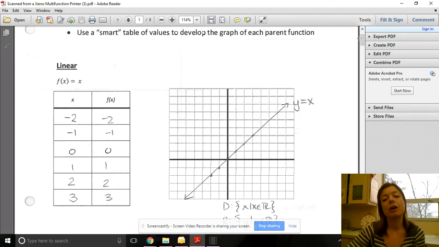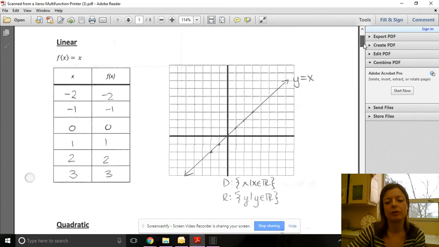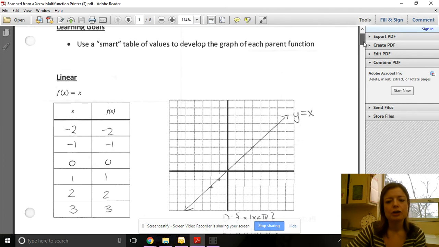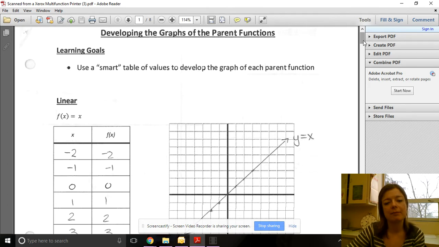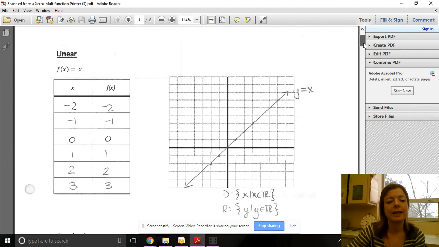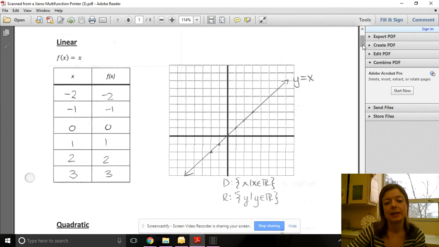So for each type of function as we go through, right now we're just looking at the parent. It's also important to understand that when I'm talking about domain and range in these cases, I'm just looking at the specific parent function and not at all linear functions, for example, or all quadratic. So we're going to create a smart table of values to understand why each function looks the way it does. I'm going to talk about what it means to be a smart table of values as we go.